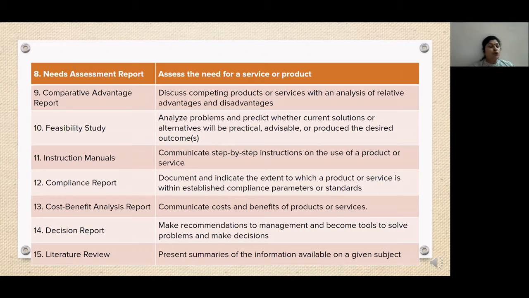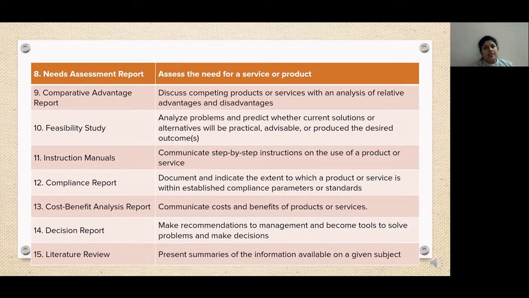Now let's move on to feasibility study. As we have discussed in our last class, it analyzes the problem and predicts whether the current solution or alternatives will be practical, advisable, or produced. So feasibility means how feasible a particular project is. In this feasibility study, you study lots of things. What do you study? Whether this is a practical project or not.